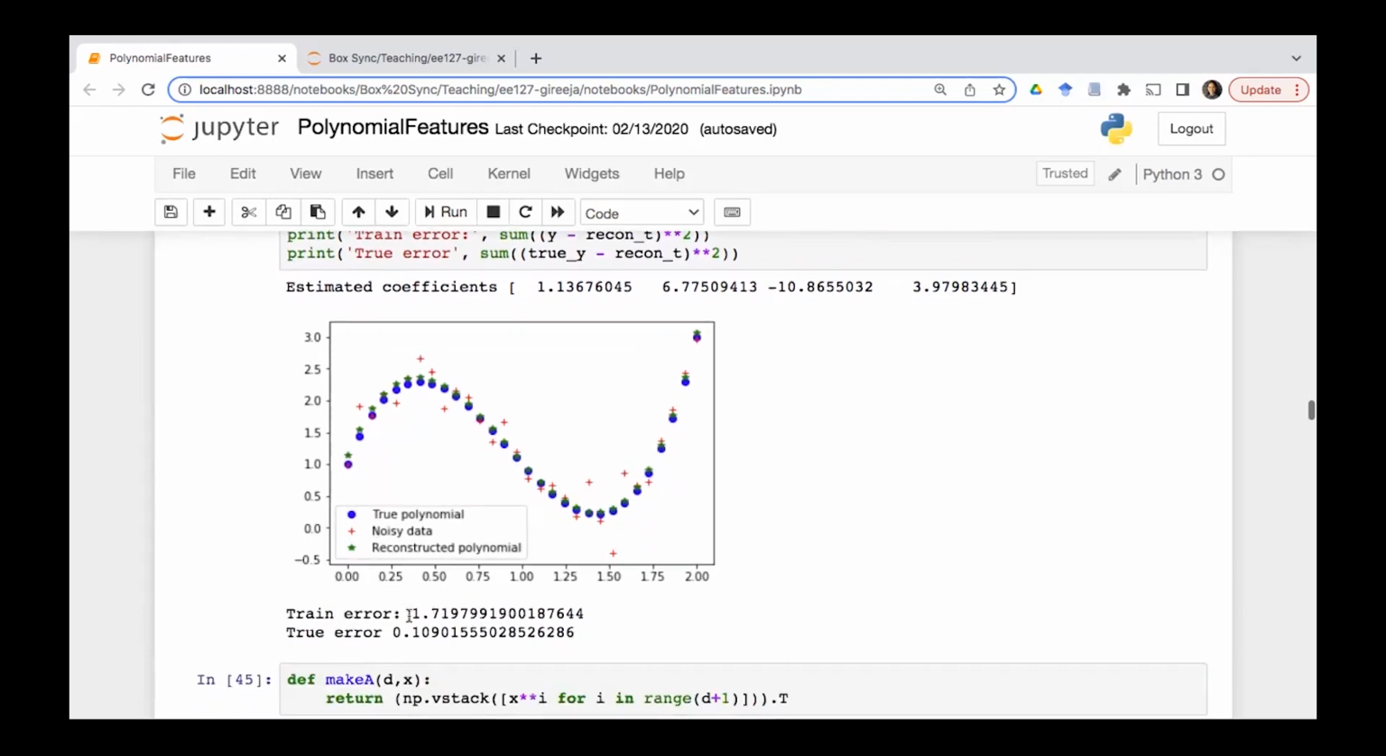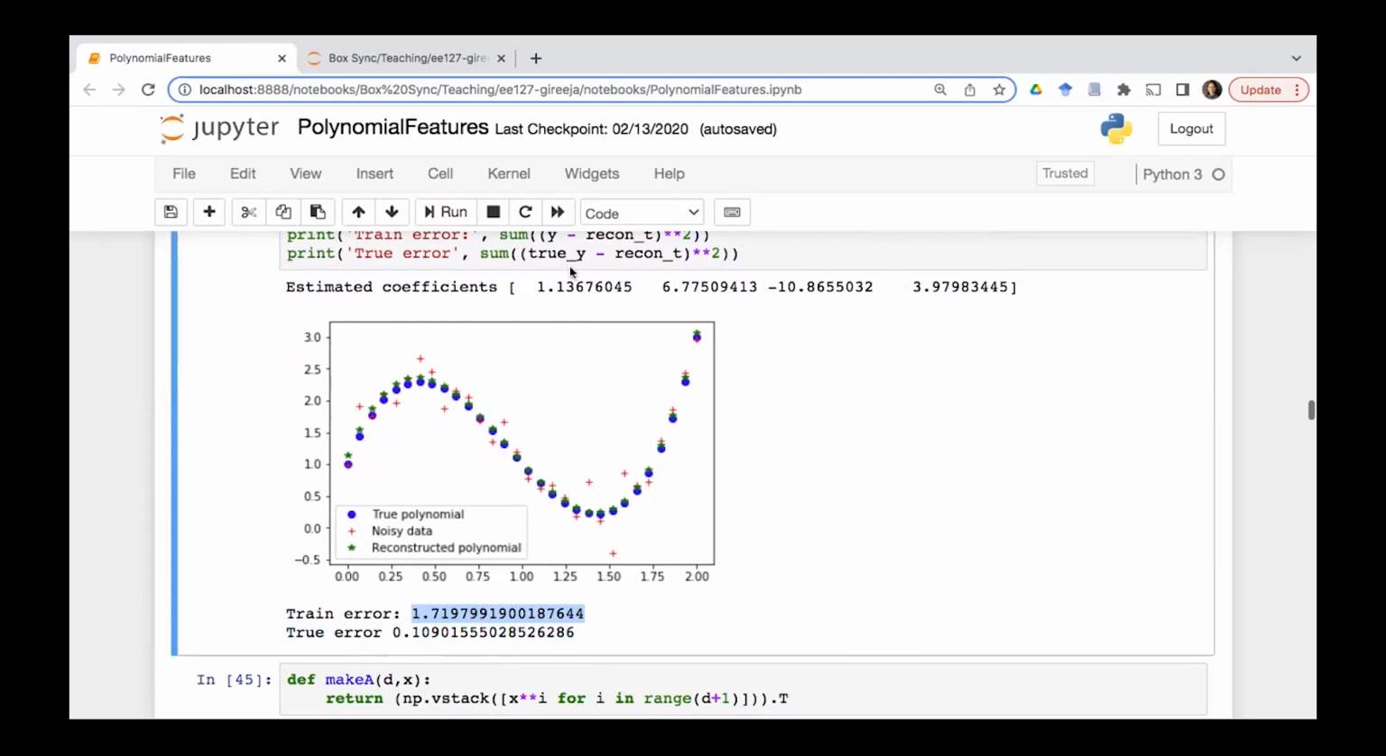And I can have a quantity for my training error, which is my difference to the input data points. And I have my true error, which is my difference between what I predict, where the green point is, and where the blue point really should have been, right?